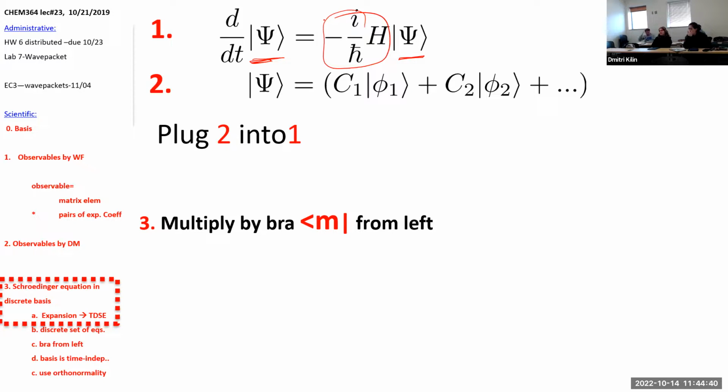Now, the main trick of a director of an institute: instead of the wave function, we practice expansion coefficients, right? Maybe it is the only thing to memorize from our meeting today. So we are plugging 2 into 1. As simple as 2 into 1.